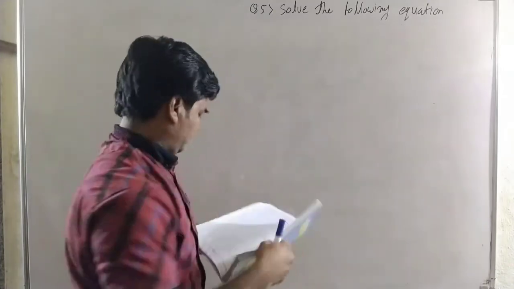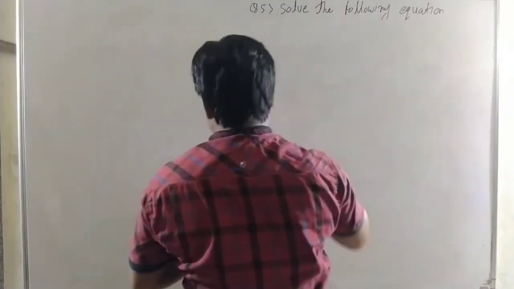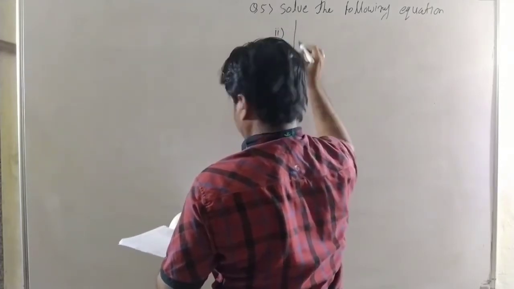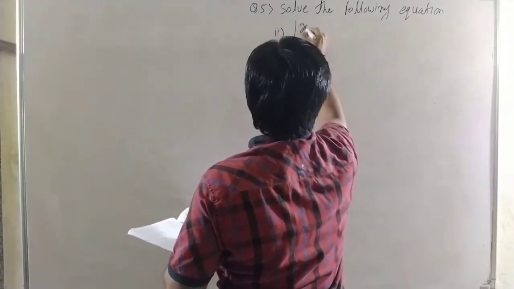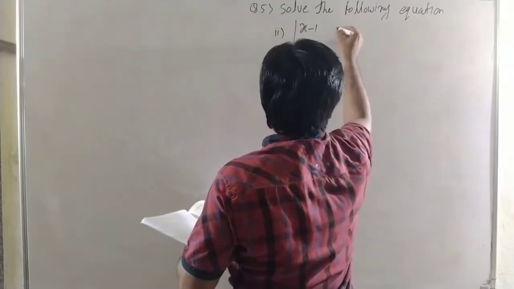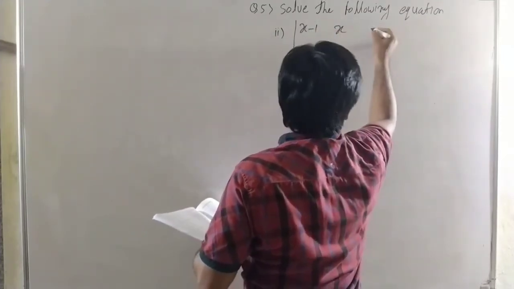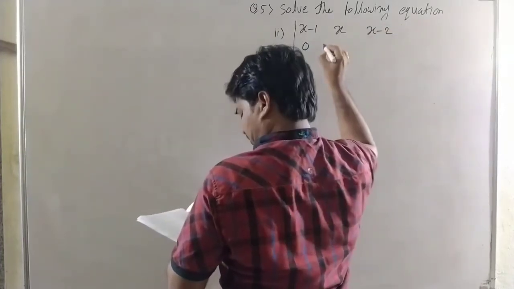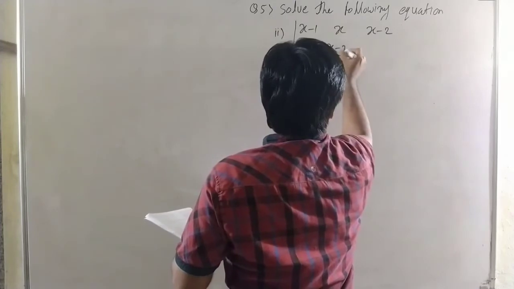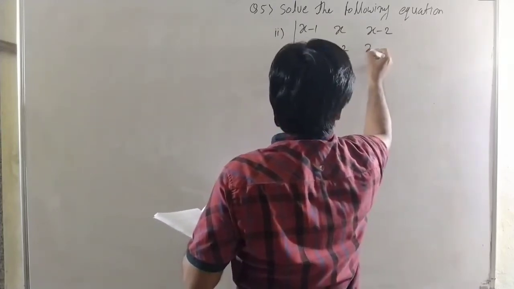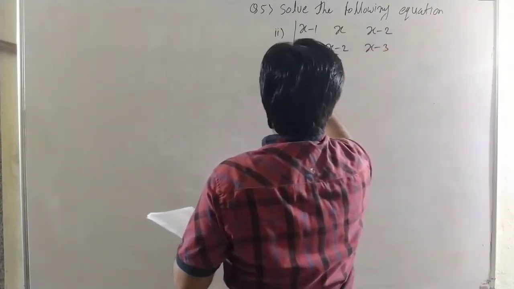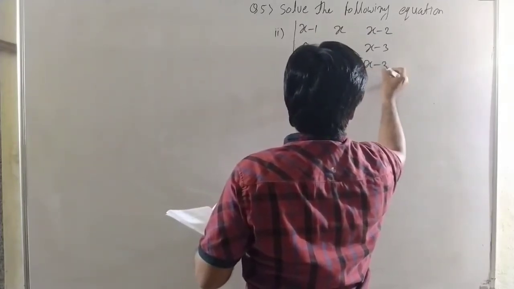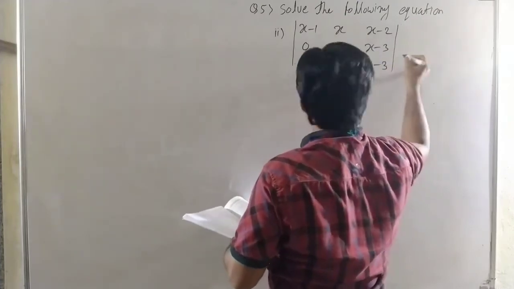Next example. Solve the equation. Second example: x minus 1, x minus 2, 0, x minus 2, x minus 3, 0, 0, x minus 3 is equal to 0.